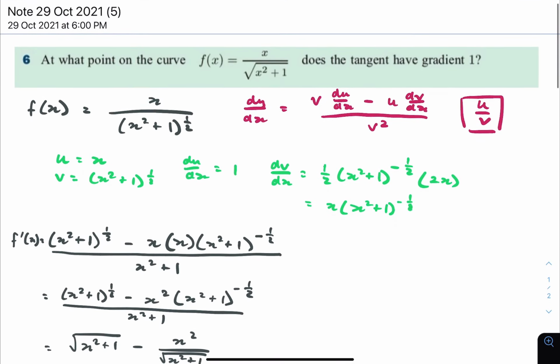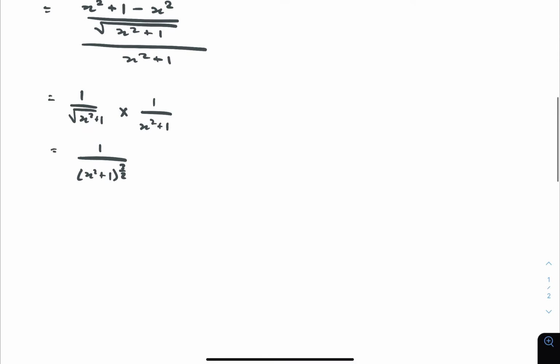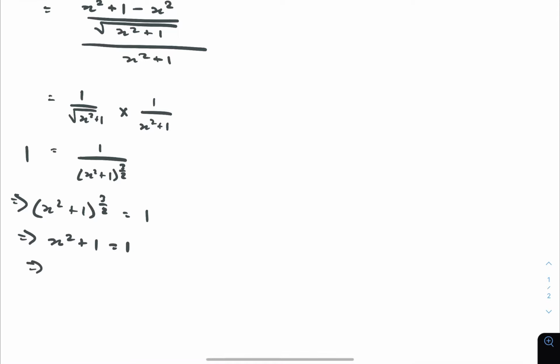And now we need to find the tangent that has gradient 1. So we can just equate this to 1. Now we multiply everything by x squared plus 1 to the power of 3 over 2, to give us x squared plus 1 to the power of 3 over 2 is equal to 1. Now if we remove the power, it still becomes 1, because anything with base 1 is just 1. So x squared plus 1 is equal to 1. Bring the 1 to the other side, so x squared is equal to 0, and x is equal to 0. So the x coordinate is 0.